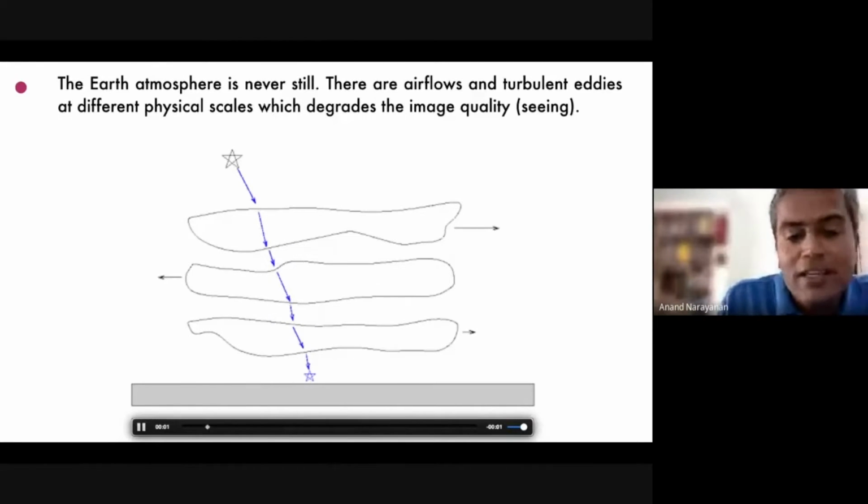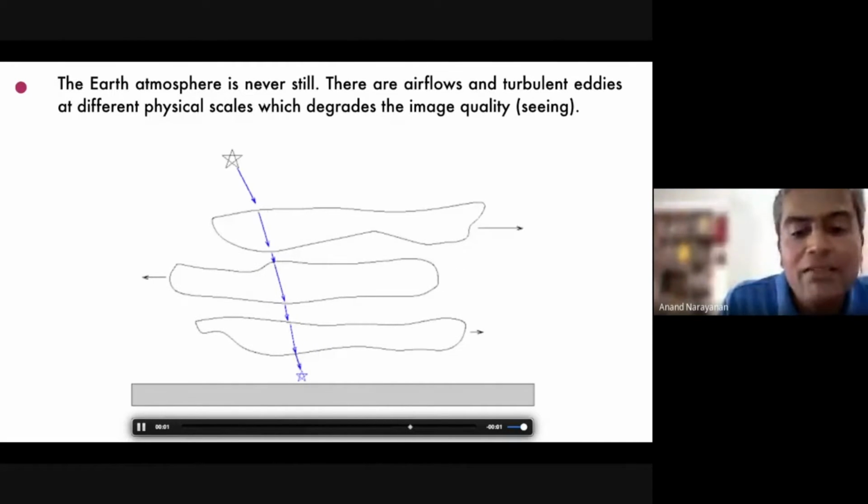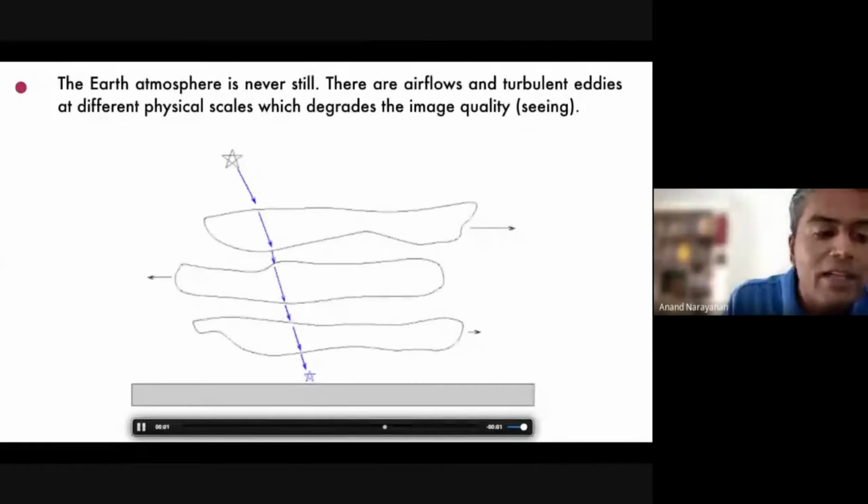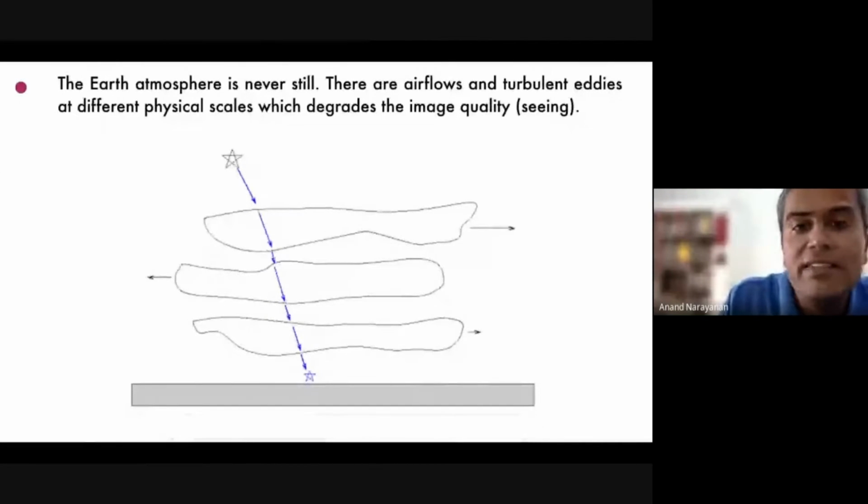As a result, the image that the telescope can collect at its focal plane will be degraded in quality. This is generally referred to as seeing in astronomy. So the turbulence of Earth's atmosphere degrades image quality.